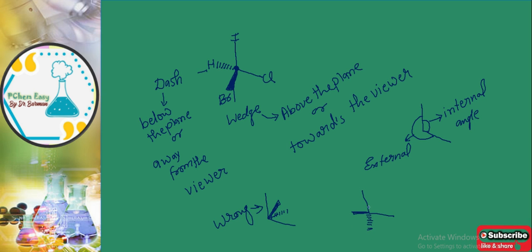So this would be internal, and this is the external side. So here you can draw either the wedge or the dash. Now I hope you understood how to draw the wedge and dash projection. Now we will see how to assign the configuration, whether it will be R or S, in the wedge and dash projection. So I will tell you the rule.